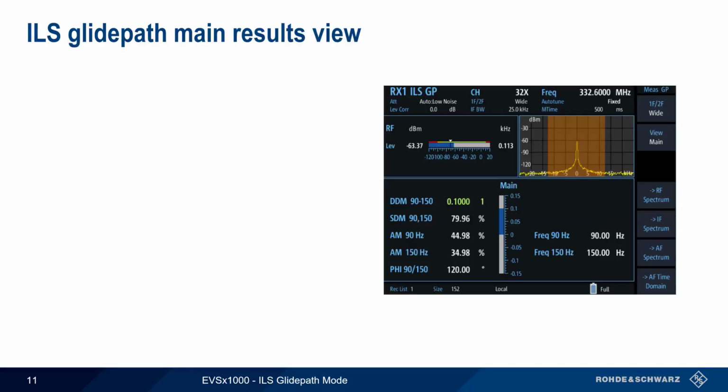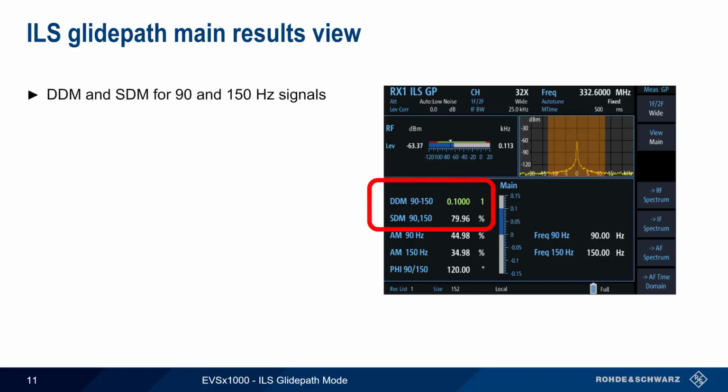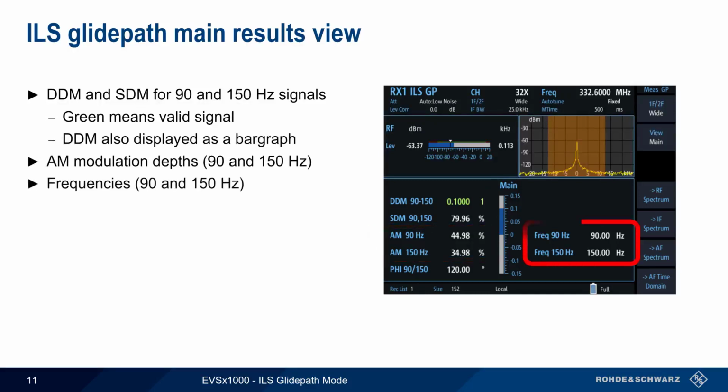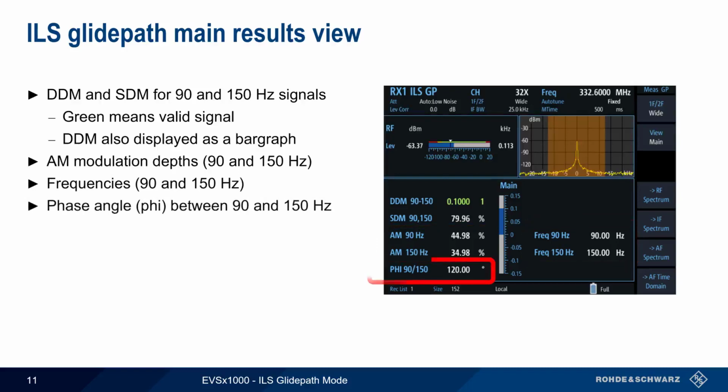The Glidepath numerical results view indicates difference of depth of modulation and sum of depth of modulation for the 90 and 150 Hz Glidepath signals. Green is used to indicate a valid DDM signal, and DDM is also displayed as a bar graph. The AM modulation depths and frequencies of the 90 and 150 Hz lobes are displayed in addition to the phase angle between them.